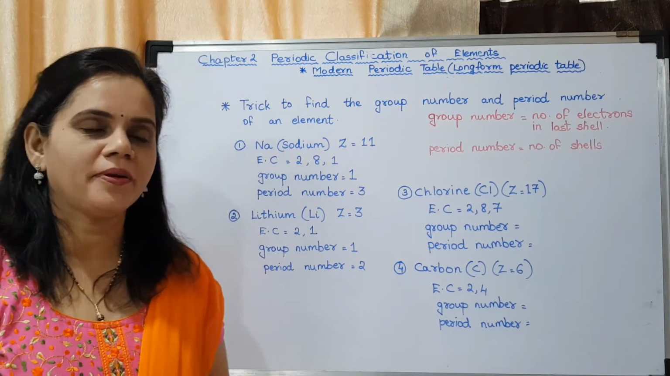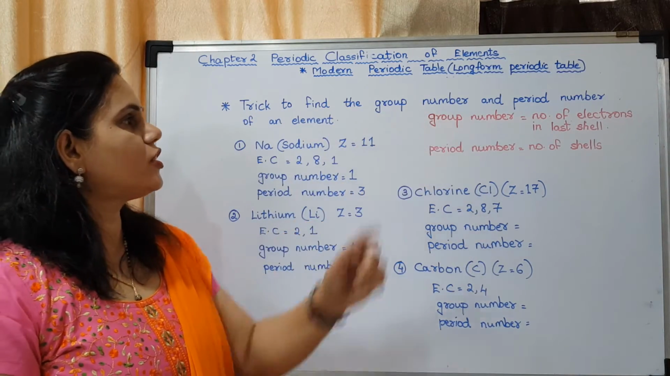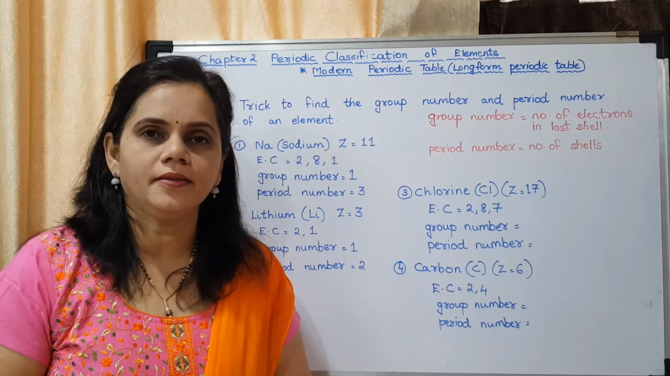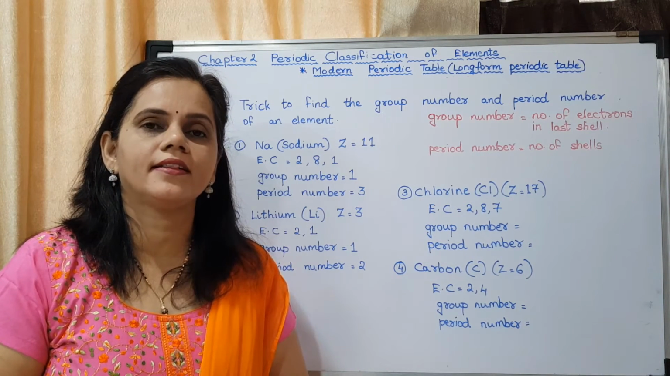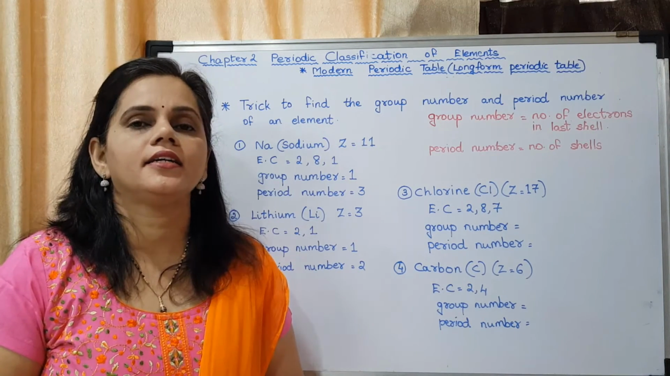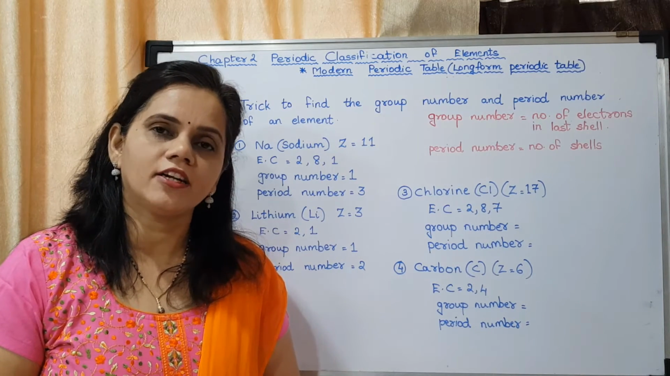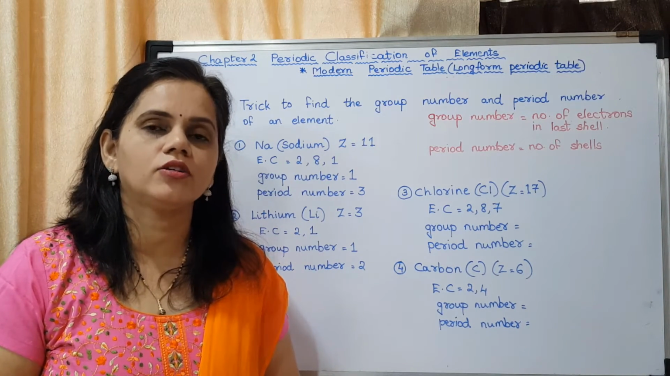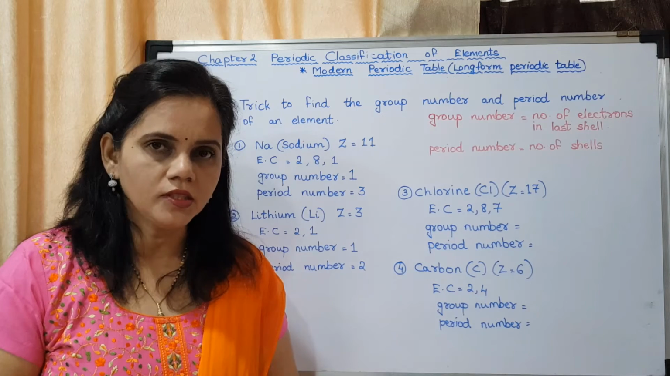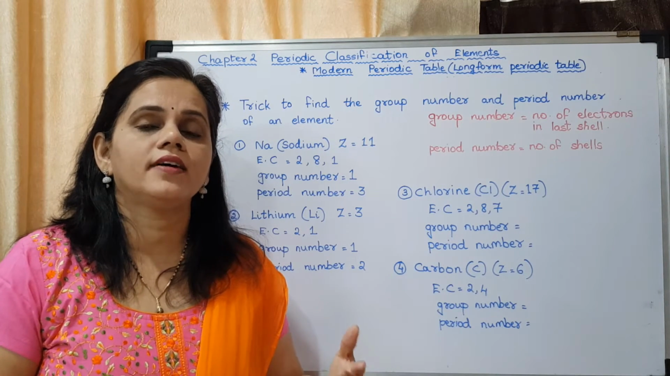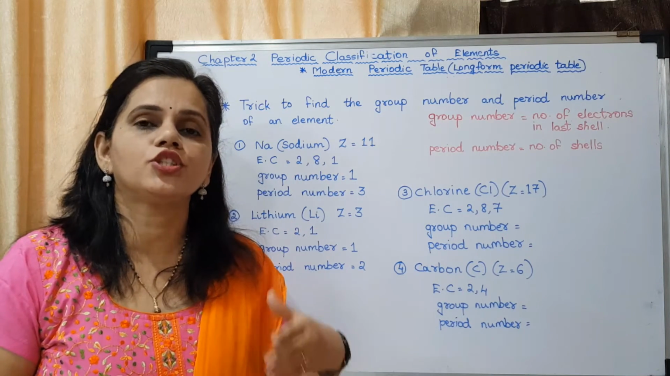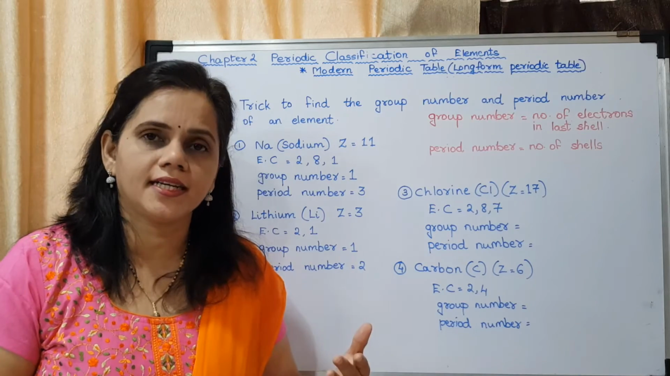So this is the next topic, a trick to find out the group number and period number of an element. You will be provided with an atomic number. In a question you will be given the name of the element, or they might name it just X and give you the atomic number. From that atomic number you have to find out to which group and to which period it belongs.